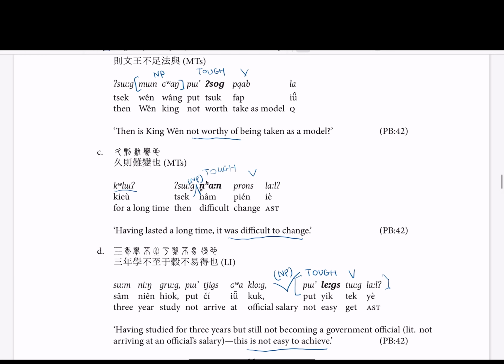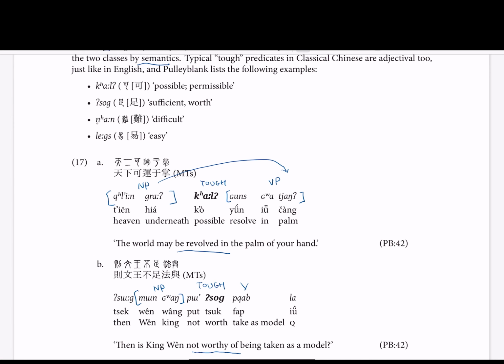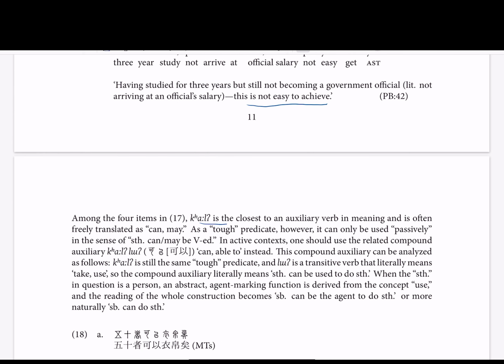Okay. Among the 4 tough predicates in 17, kao, possible, sog, sufficient, nan, difficult, and legs, easy, kao is the closest to a real auxiliary verb in meaning, and it is often freely translated as can or may. But as a tough predicate, it can only be used passively, in the sense of something can or may be done in a certain way. Whereas in active contexts, we should use the related compound auxiliary, kao lu, or ko yi in modern Chinese, which means can or able to, but is used in an active way.